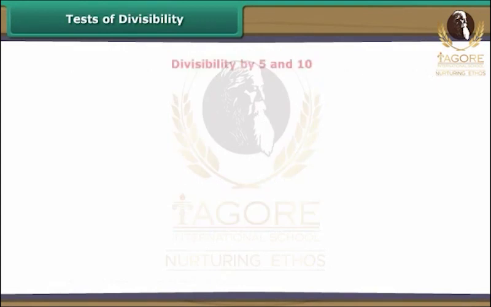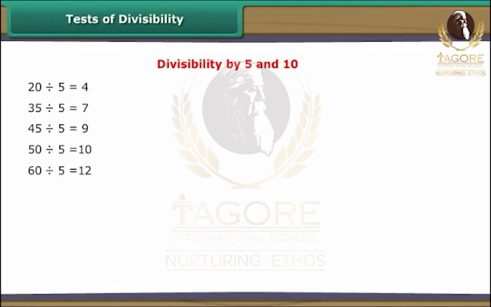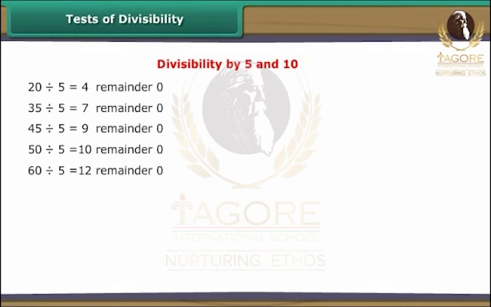Consider some numbers: 20, 35, 45, 50, 60. Let us divide them by 5. 5 divides them all exactly. Look at the last digits of the numbers. They are either 5 or 0.